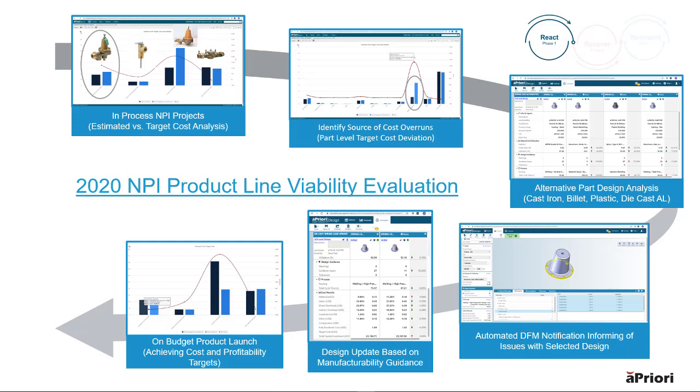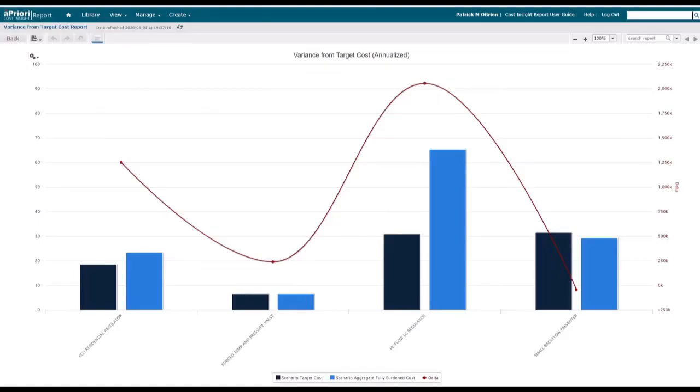Today we will be taking a look at the NPI initiatives at a local valve manufacturing company. Due to a company-wide reduction in the budget for 2021, the goal is to quickly identify the viability of current projects. The product manager for residential valves has leveraged Cost Insight Report to get a snapshot of the current projects and their deviation from target cost.